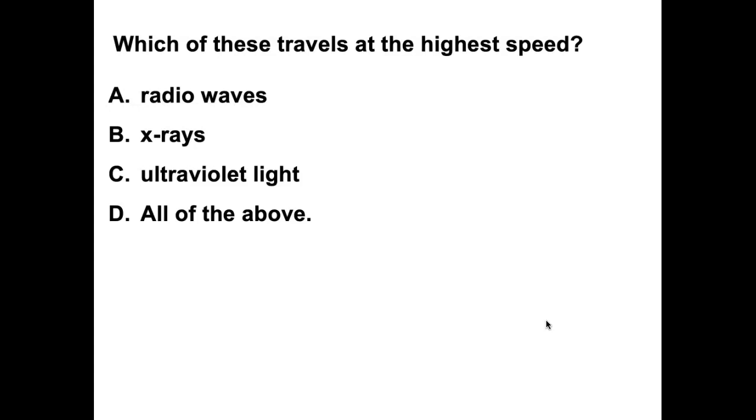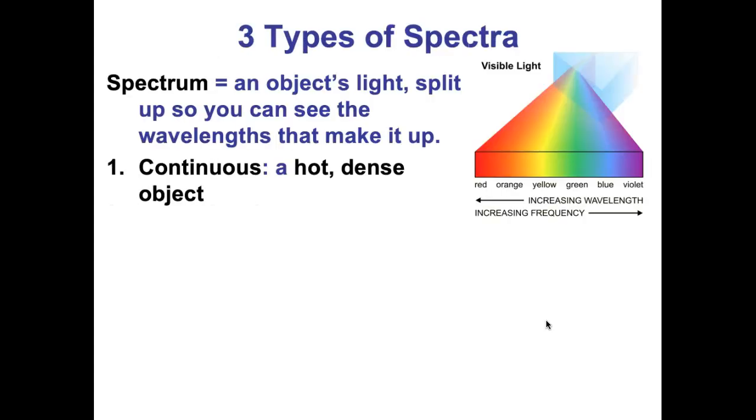Answer is, they all travel at the same speed, right? They all travel at the same speed because they're all light, and all light travels at 3 times 10 to the 8 meters per second. Yeah, D it is. Okay, couldn't put it past you. Okay, so that's light in general.